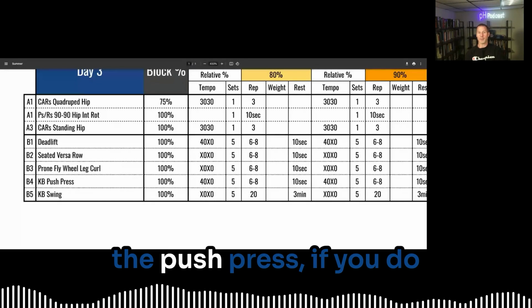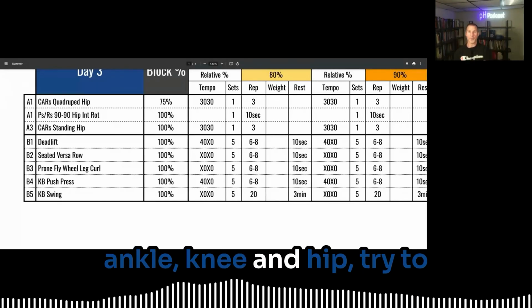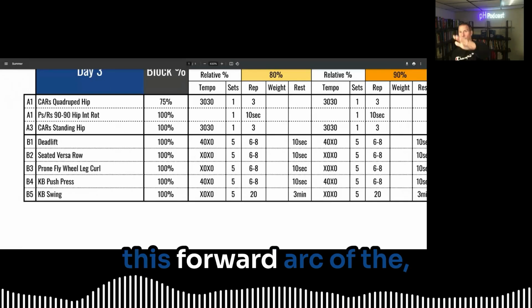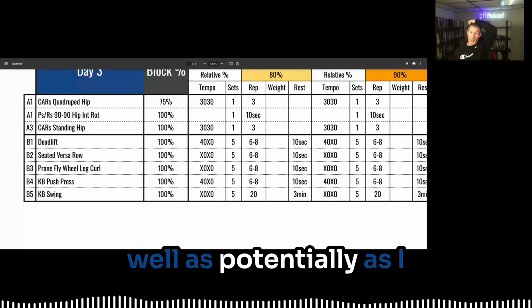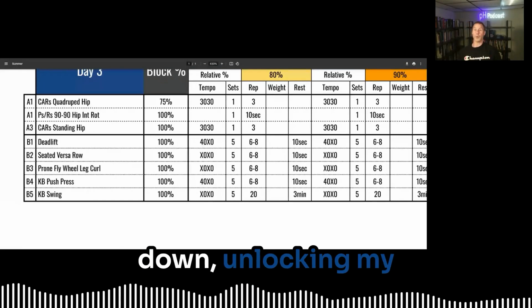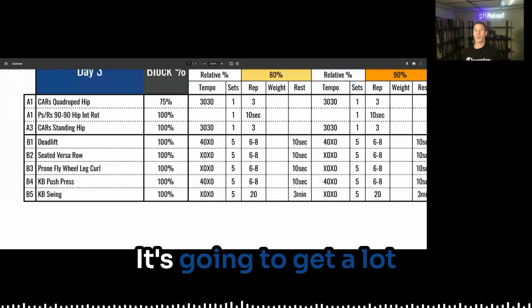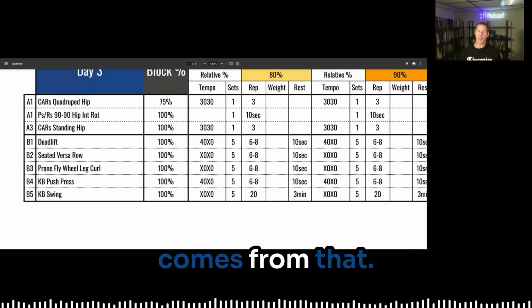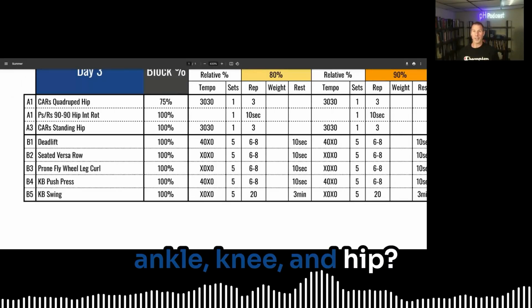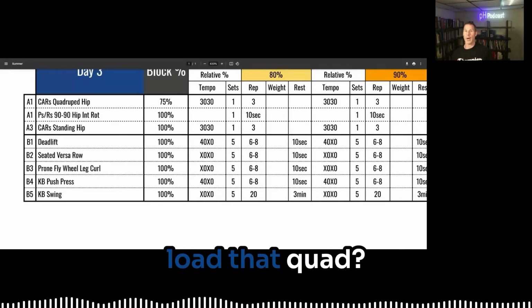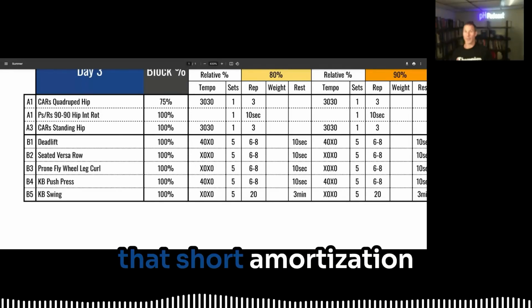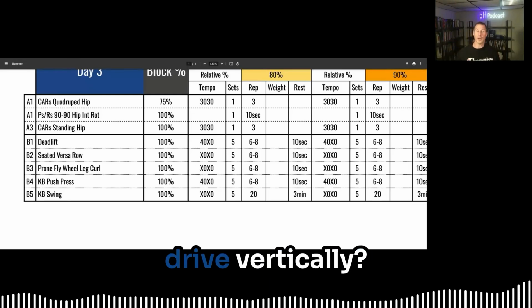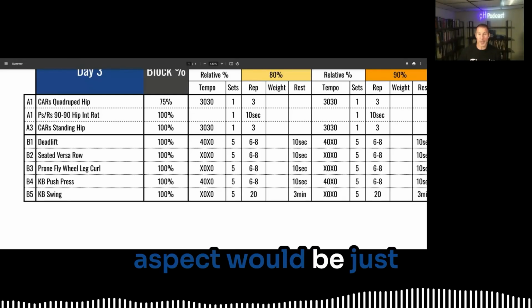And if you think about the push press, if you do it right, if you unlock your ankle, knee, and hip, try to keep your torso vertical so we don't have this forward arc of the resistance, as well as potentially as I absorb coming straight down, unlocking my ankle, knee, and hip, it's going to get a lot of quarter squat effect. So the momentum I'll be able to generate from the ground up comes from that. Can I unlock my ankle, knee, and hip? Can I eccentrically load that quad? And then can I react to that short amortization and drive up and create a lot of momentum into those bells to drive vertically?